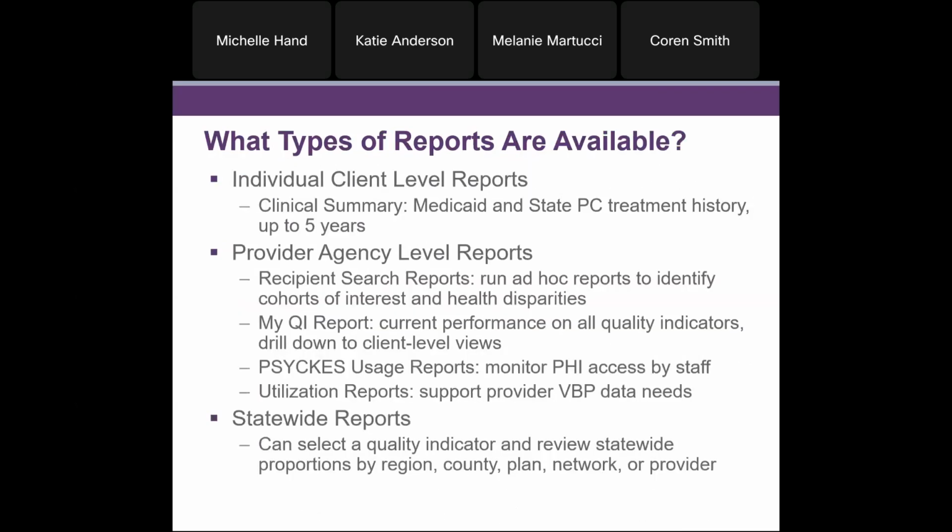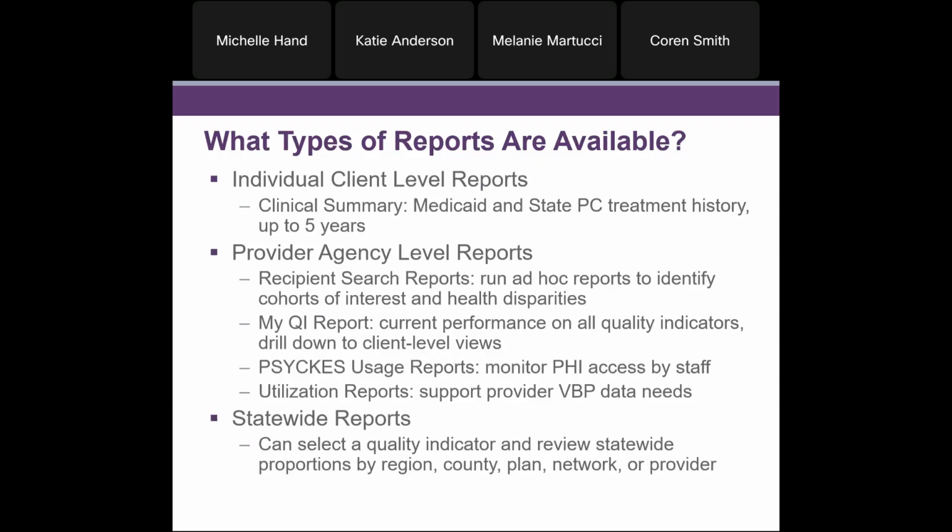We have a number of different reports available, and I went over a couple of these in our agenda for today. But again, that client-level clinical summary is one of our biggest, most popular reports that we have, and that includes up to 5 years' worth of Medicaid and state PC treatment history for a client. And we also have provider agency level reports. So we'll look at recipient search today, and this is where you can run those ad hoc reports for cohorts of interest. And we'll look at some of those health disparity filters that we have.